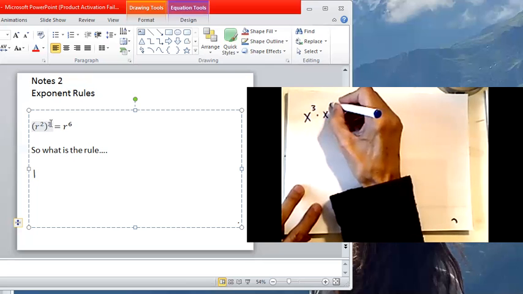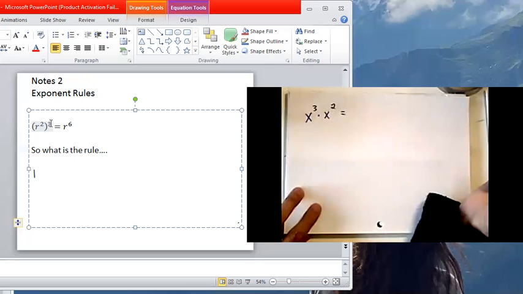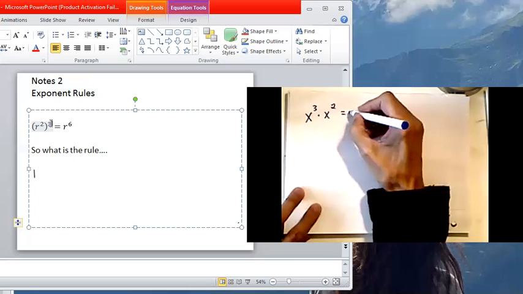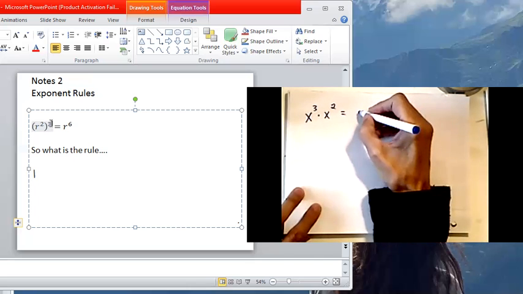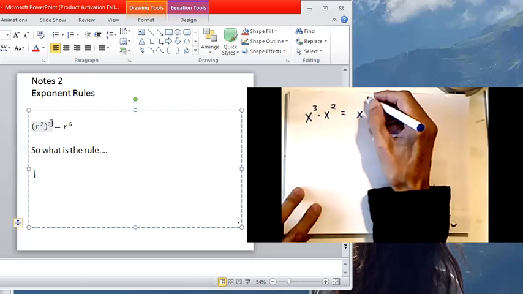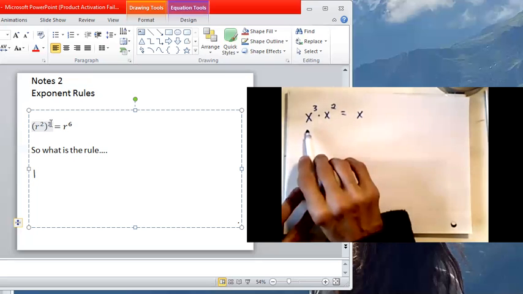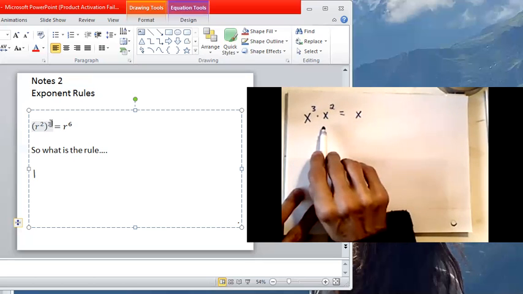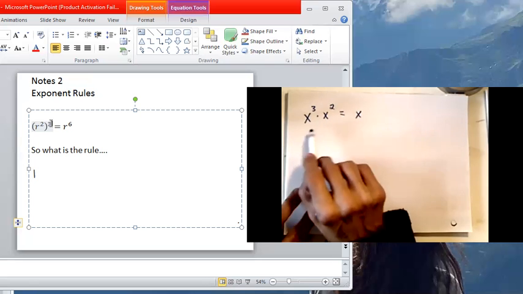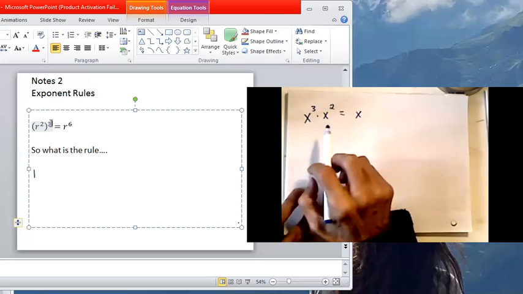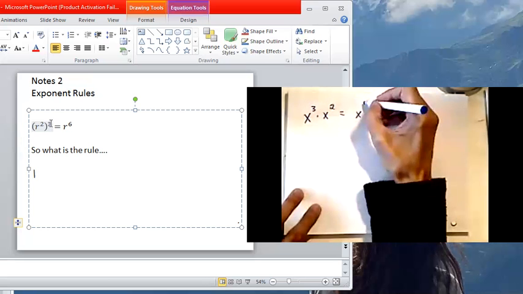X3 times X2. What is this going to give? X 5. 6. Well, let's see. We got a vote for a 5 and then a vote for a 6. How many X's are multiplied here? 3. Yeah, there's 3 altogether. And how many here? 2. Right on. So how many in total? 5. Nice. 5 like that.